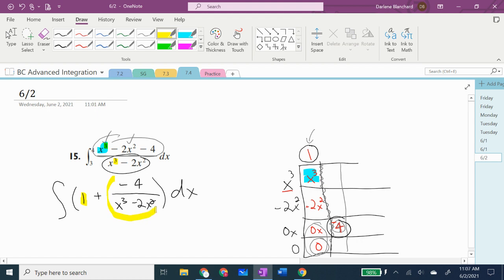For this second term, I am now back to, I've got a polynomial over a polynomial.